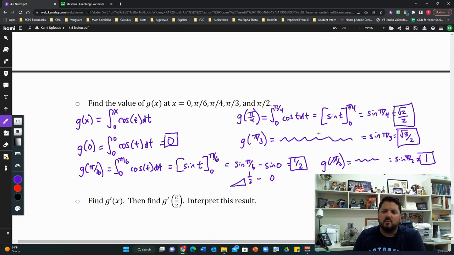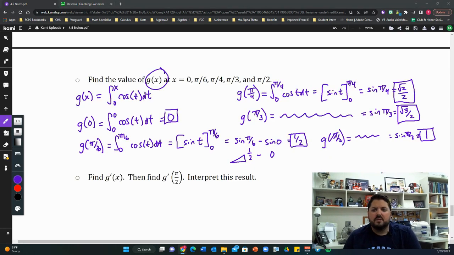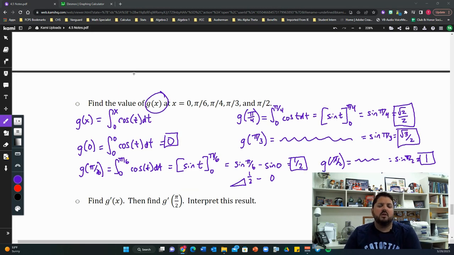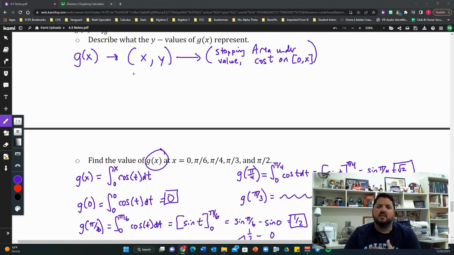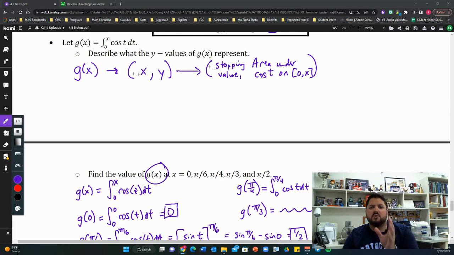So those are the y values for g of x, but again, what they really represent are the total area under the graph of cosine from 0 to whatever that value of x is that I chose to stop at. So we're going to take a look at Desmos and try to visualize what is going on. Again, what I want you to keep in mind is the idea that g of x is an accumulation function, and its job is to produce the area under the cosine function for certain values of x that we stop at, okay?